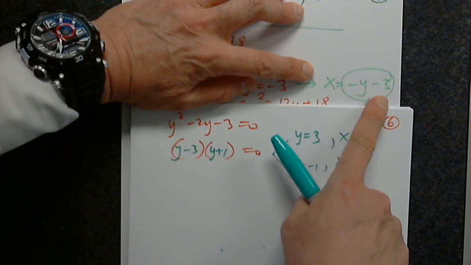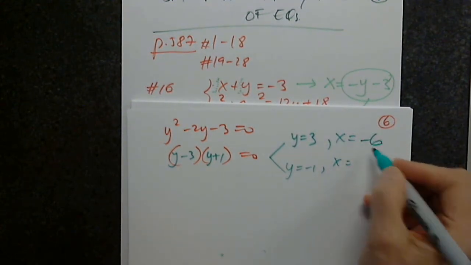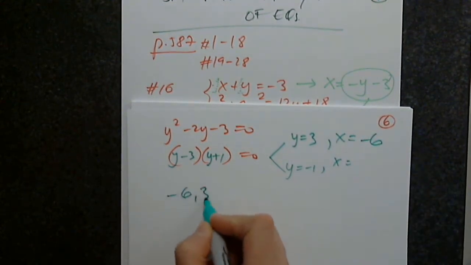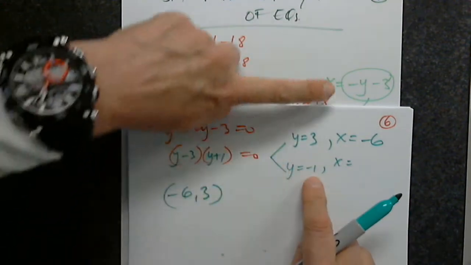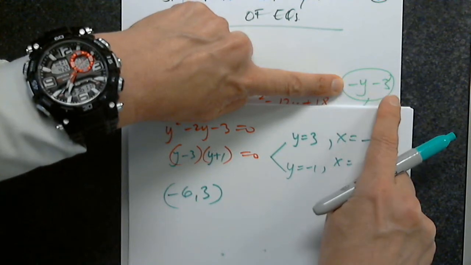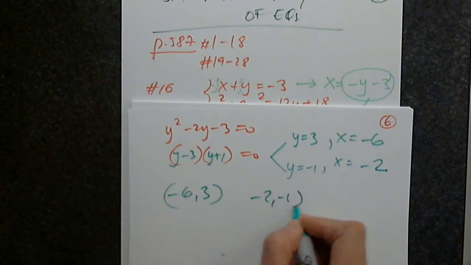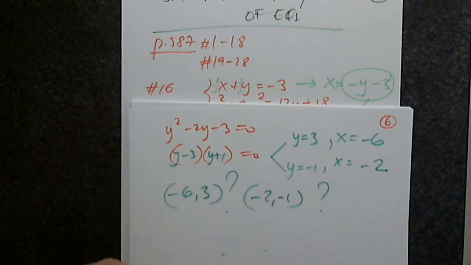Negative 3 minus 3. Perfect. So one solution appears to be this. And now here, negative with negative 1 and then minus 3. Very good. Negative 2 comma negative 1. Do I know that for sure? No, not yet. But I will in a minute.